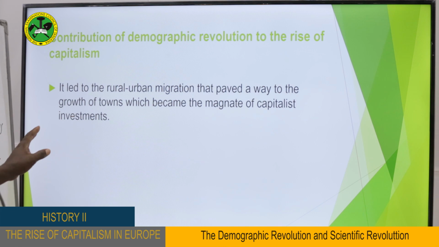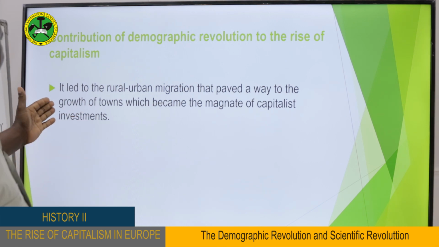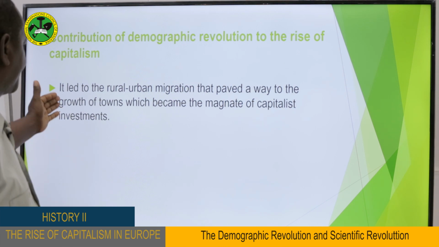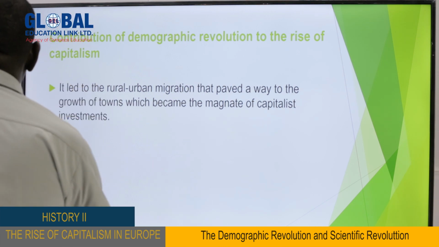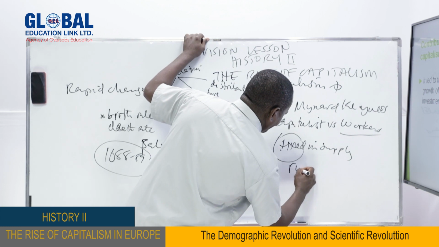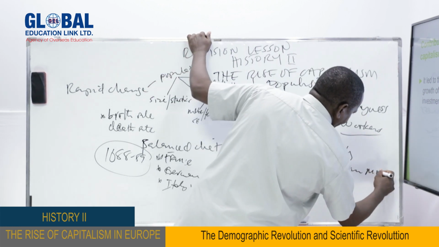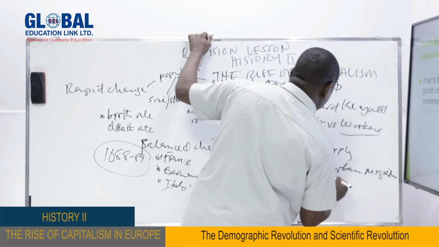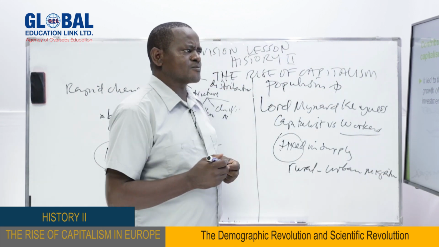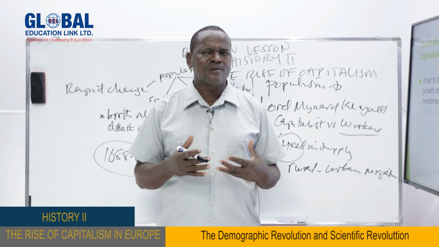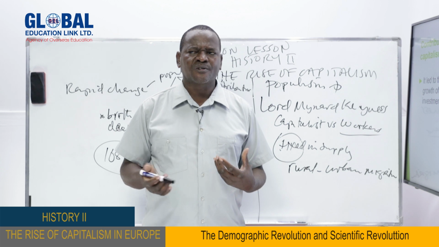Another very important point, my dear students, is that the demographic revolution has contributed to the rise of capitalism through what we call rural-urban migration. Rural-urban migration. That means people were migrating, people were moving from the rural area to the urban area.